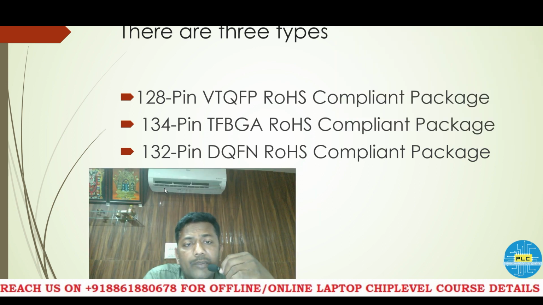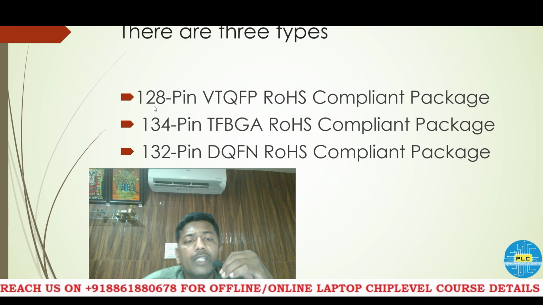Usually everyone knows the IO contains 128 pins only, but that is false. It will come in three variants. One is 128 pin, another is 134 pin, and one more is 132 pin. Really wondering, right? So it has 3 types: 132, 134, 128. Not only 128.